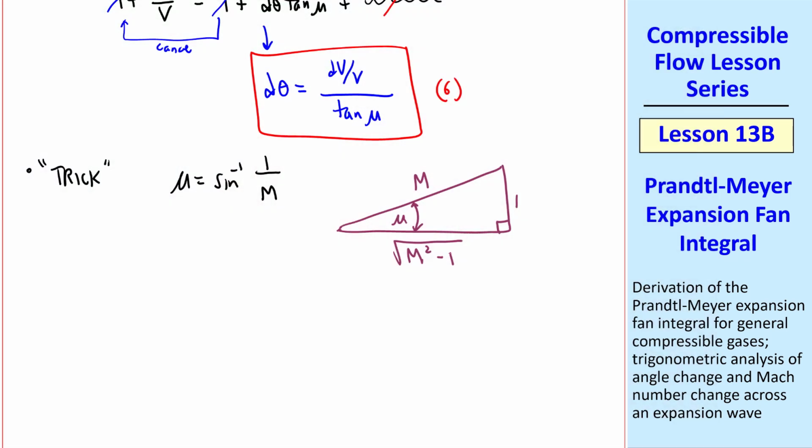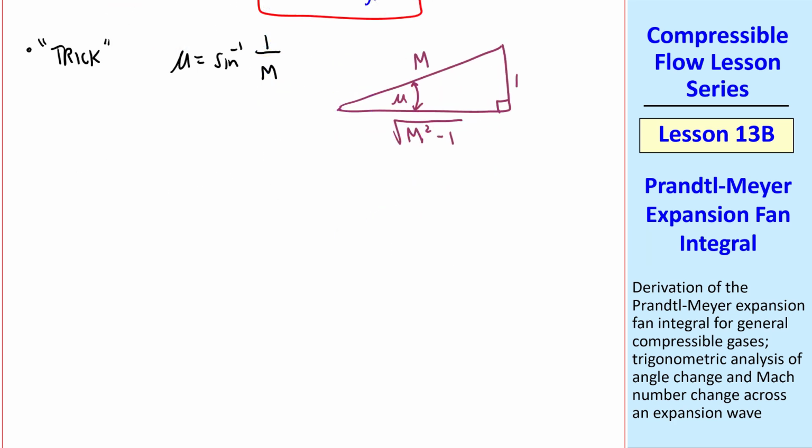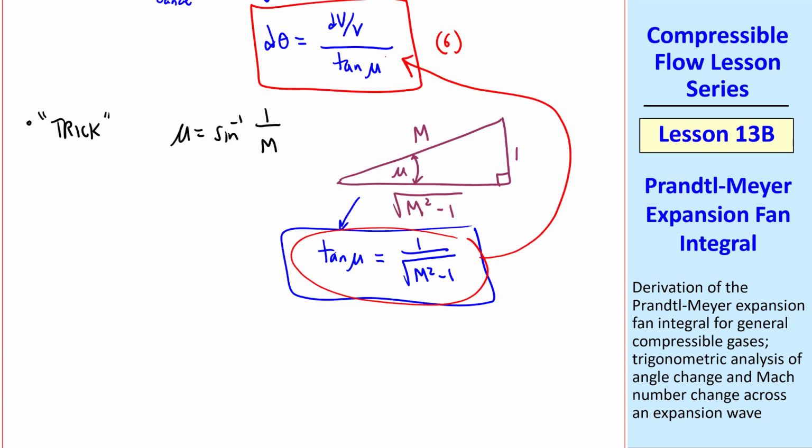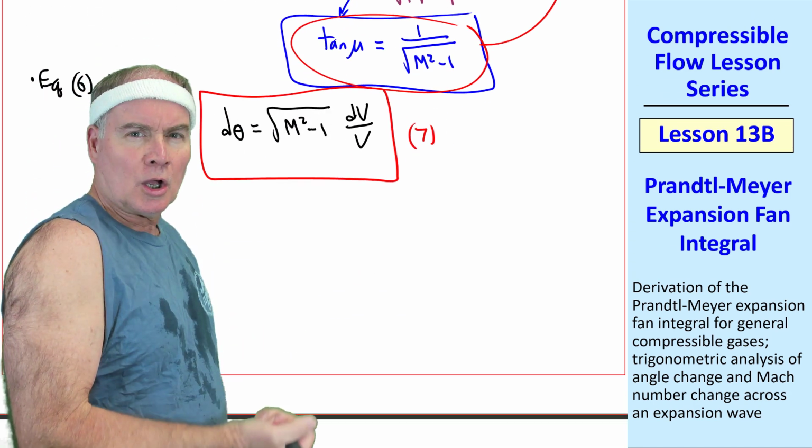And I hope you picked up that Scarecrow actually said it incorrectly. Well, we see from this triangle that tangent mu is 1, this side, divided by square root of M squared minus 1, this side. And let's plug this into here so that equation 6 becomes d theta equal square root of Mach number squared minus 1 dv over v, which I'll call equation 7.